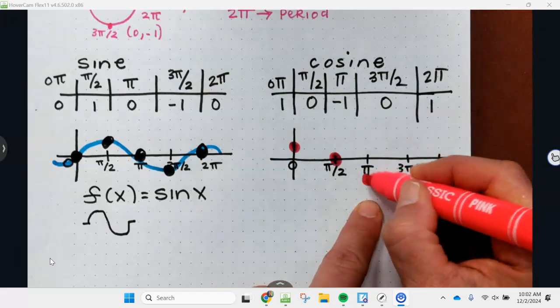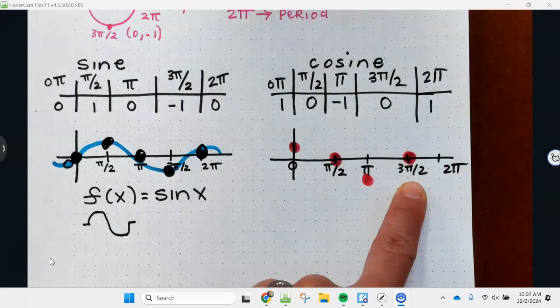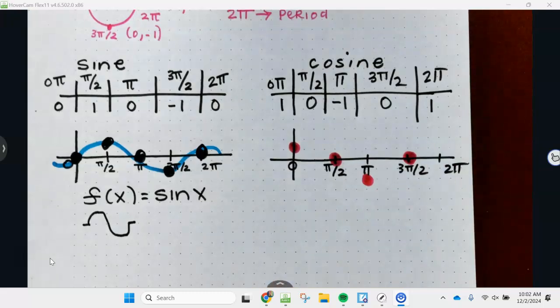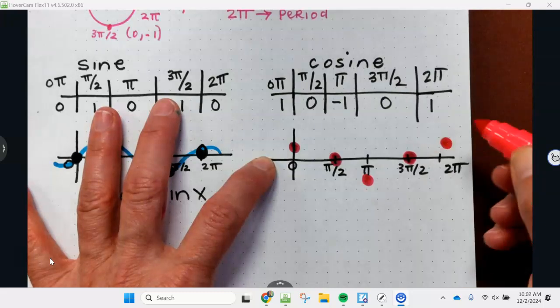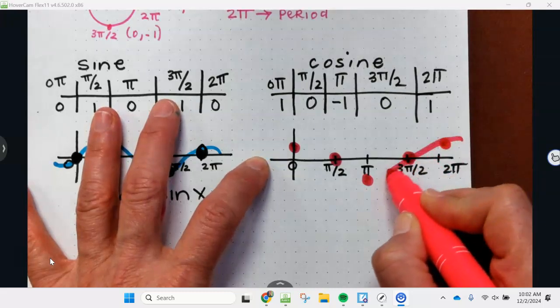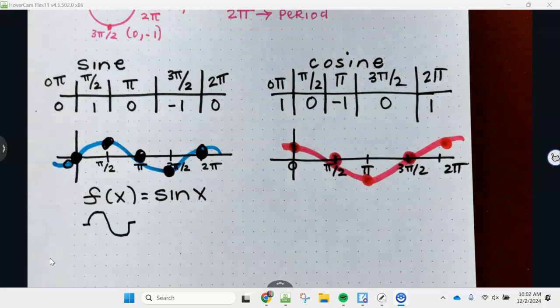Pi is going to be -1. 3 pi over 2 was at 0. And then remember, 2 pi is where it goes right back to the beginning and at +1. So this is the shape of a cosine wave. And that's the parent function.